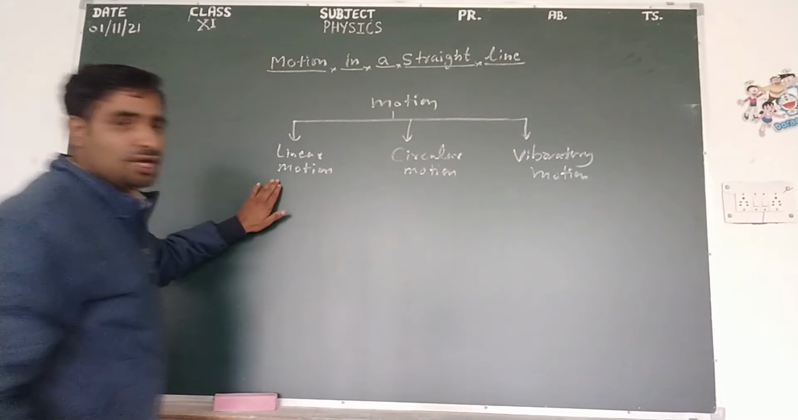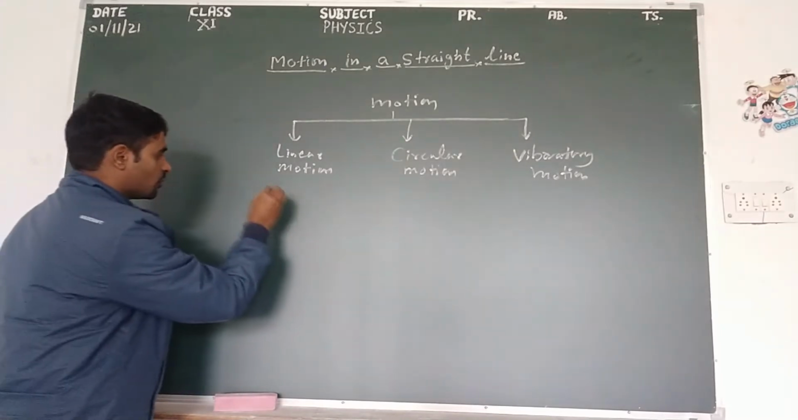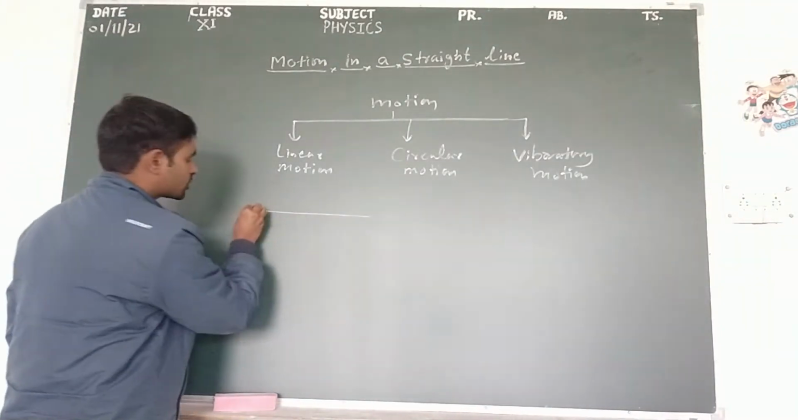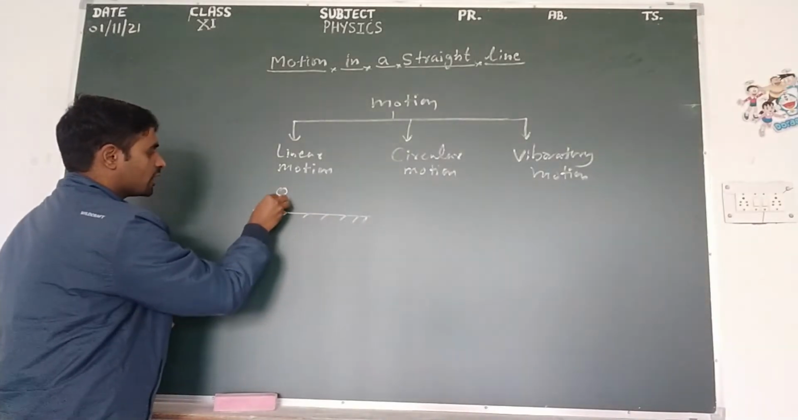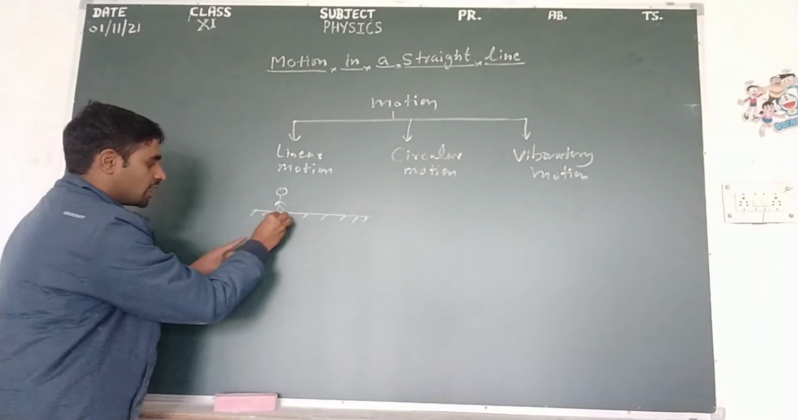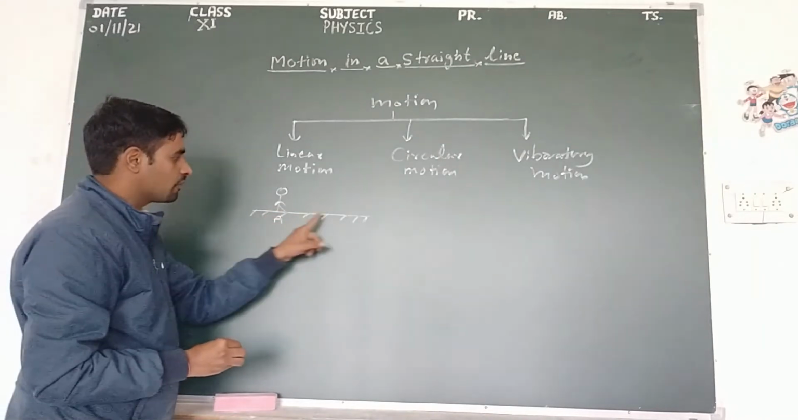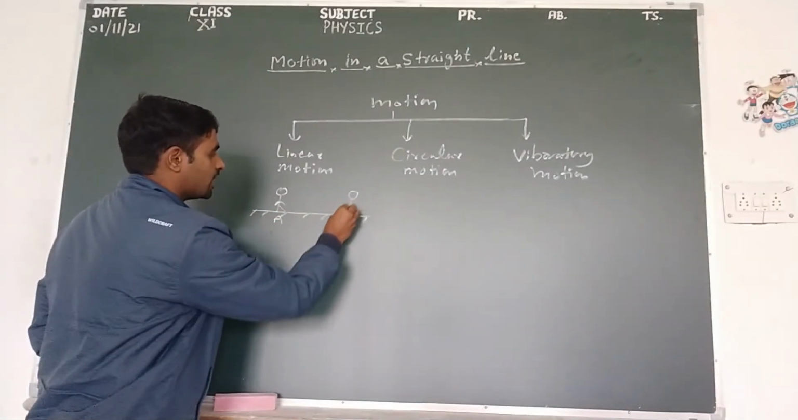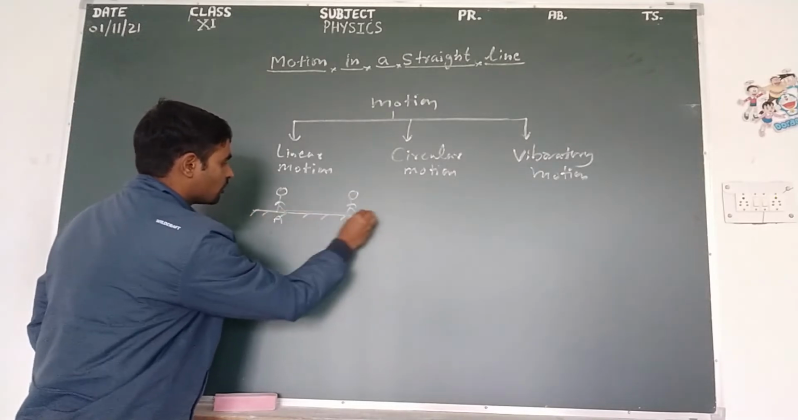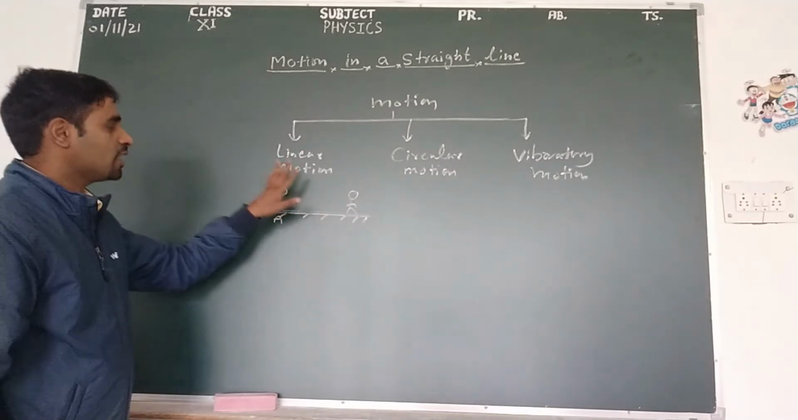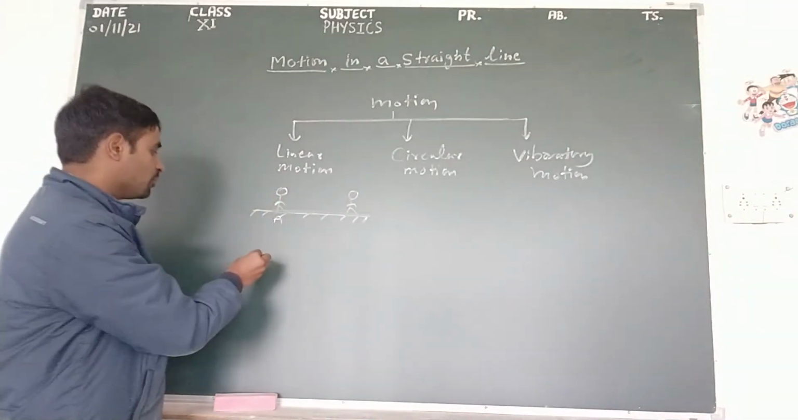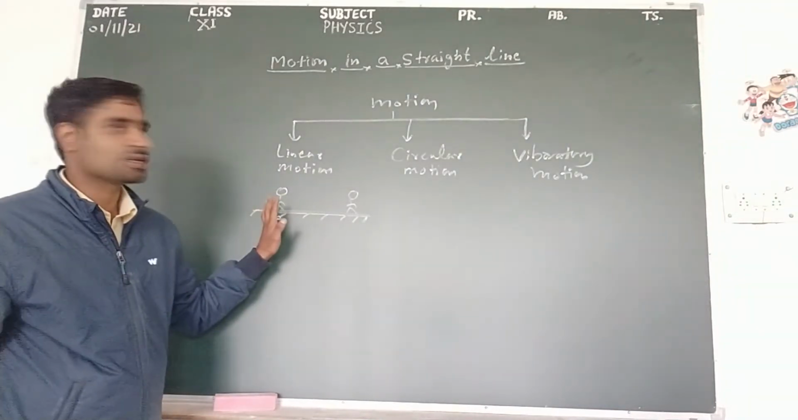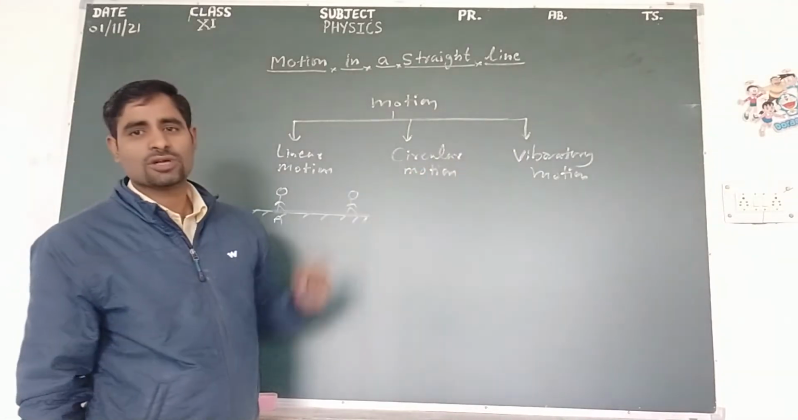Linear motion means, suppose an object is moving in a straight line. The object starts from point A and after some time it reaches point B, moving in a straight path. Then the motion of the object is known as linear motion. For example, a car moving on a straight road. And second is circular motion.